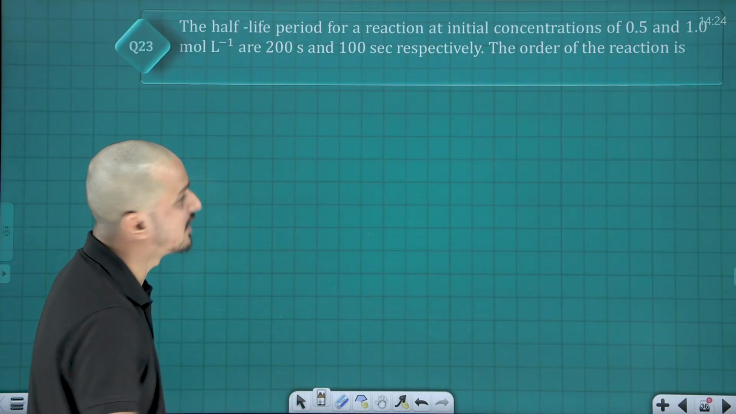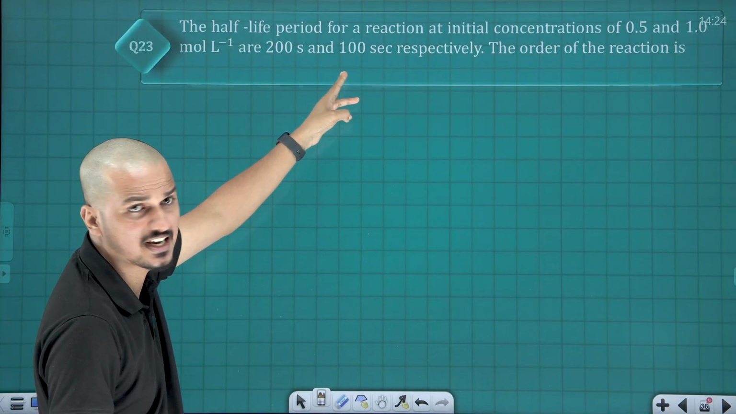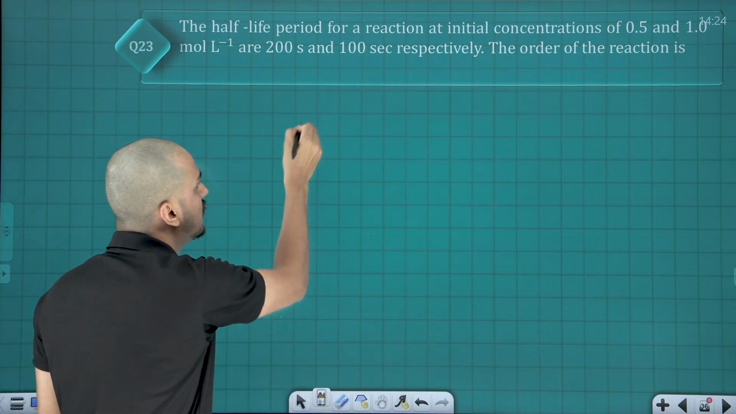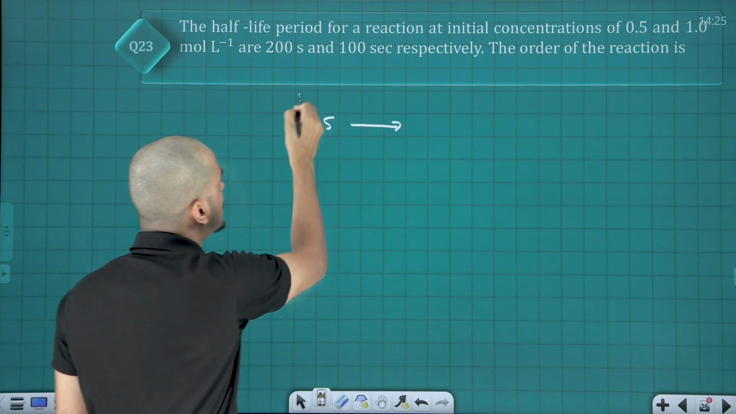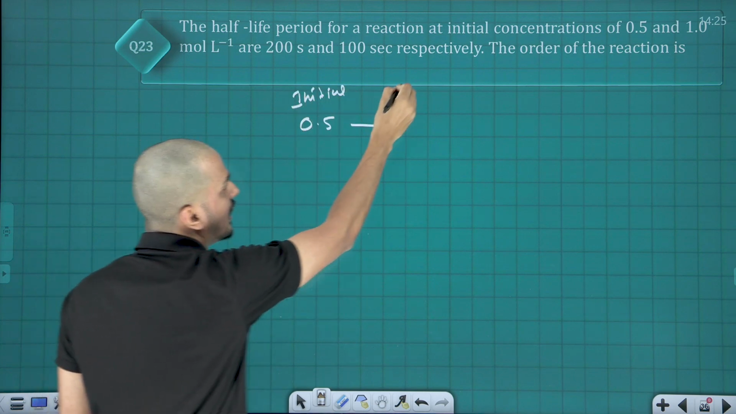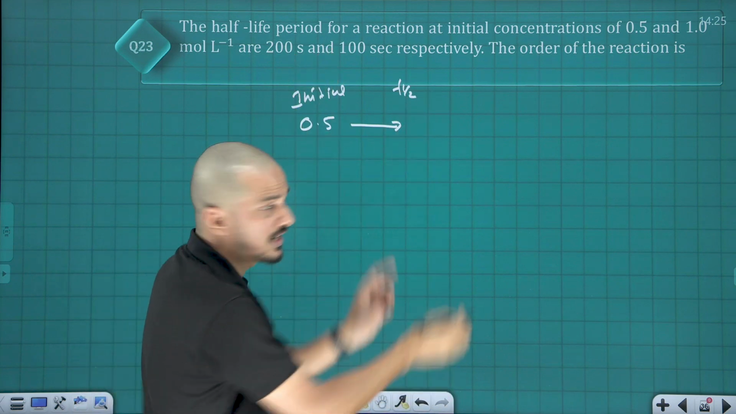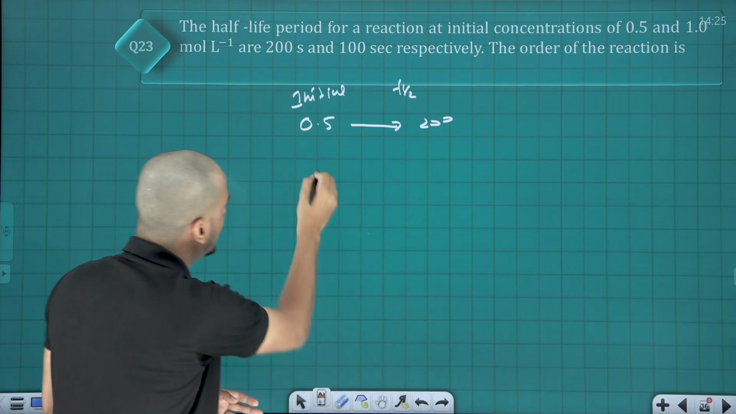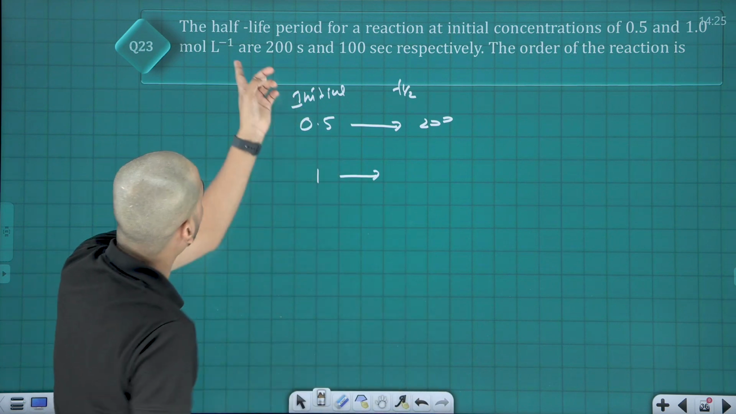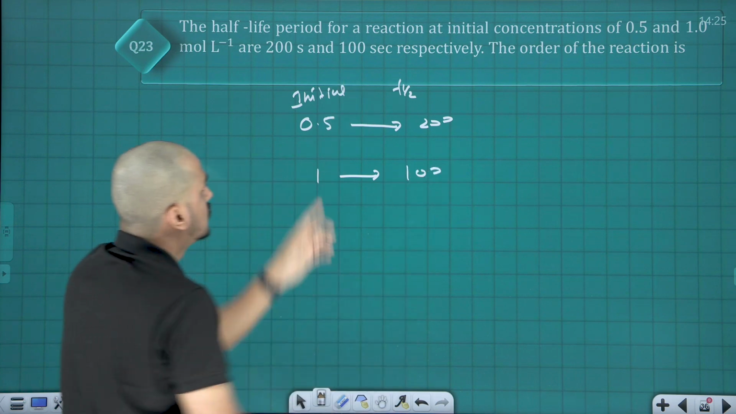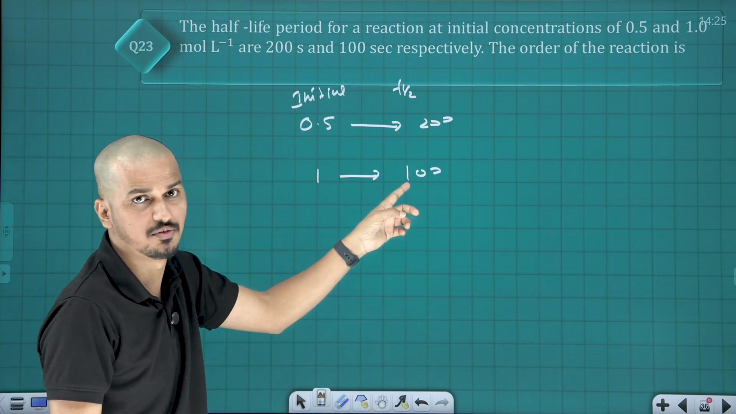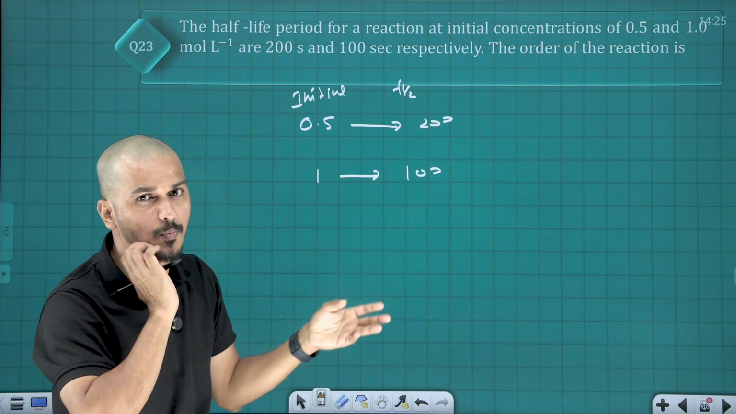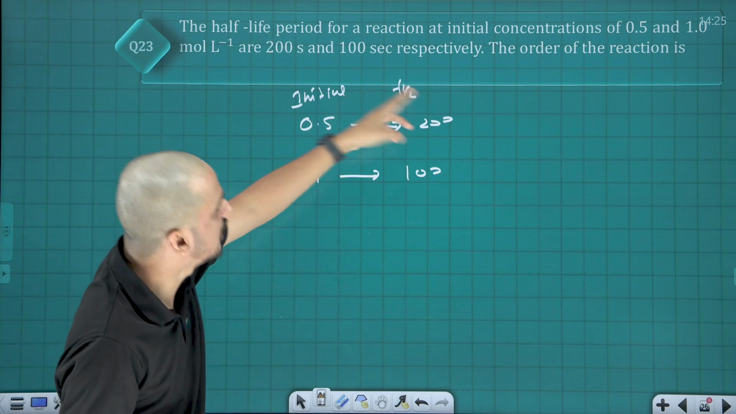This is the next question, the 23rd question. The half-life period for a reaction at the initial concentration of 0.5 is 200 seconds. Then again, at an initial concentration of 1, the half-life period is 100. So two initial concentrations are given, and two half-lives. When you increase the initial concentration, the half-life is reducing, so they are inversely proportional. Anyhow, we can find out. They are asking the order of the reaction.